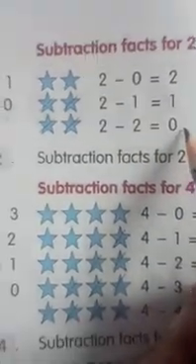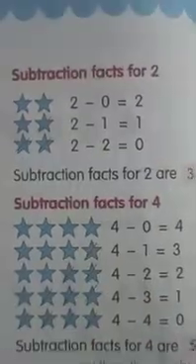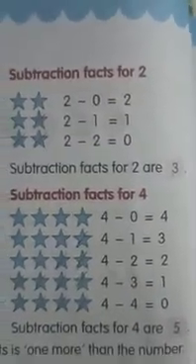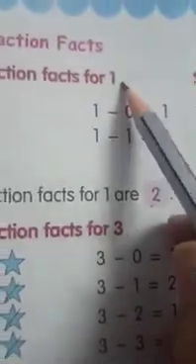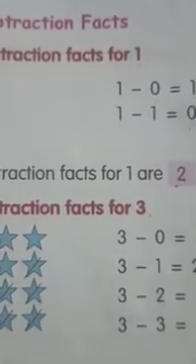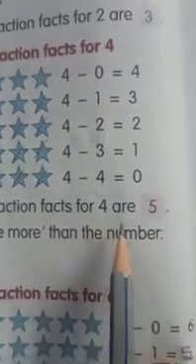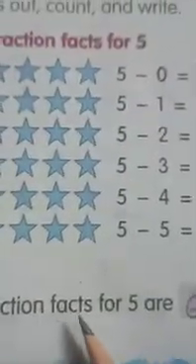So children, subtraction facts for 2 are 3. Subtraction facts for any number is 1 more than that number. Here subtraction facts for 1 is 2. So that means subtraction facts for any number is 1 more than the number. So subtraction facts for 3 are 4 and subtraction facts for 4 are 5 and subtraction facts for 5 are 6 and subtraction facts for 6 are 7.